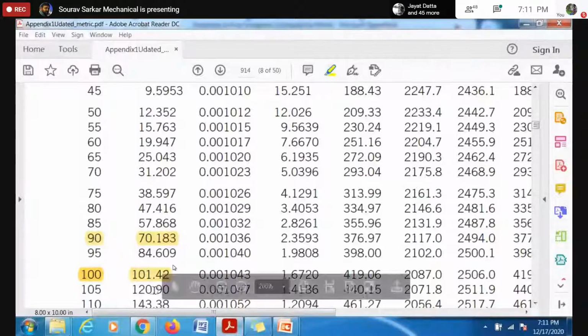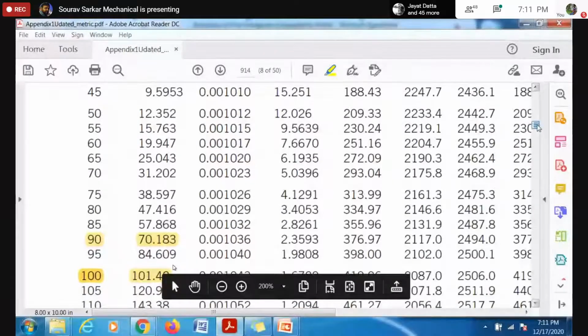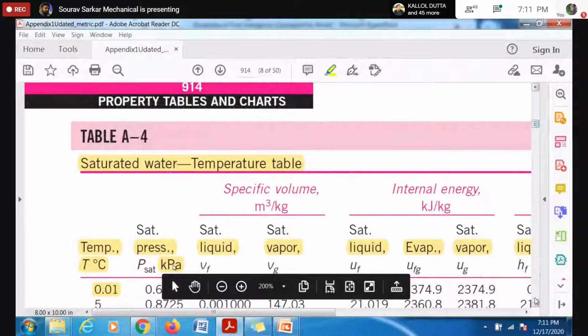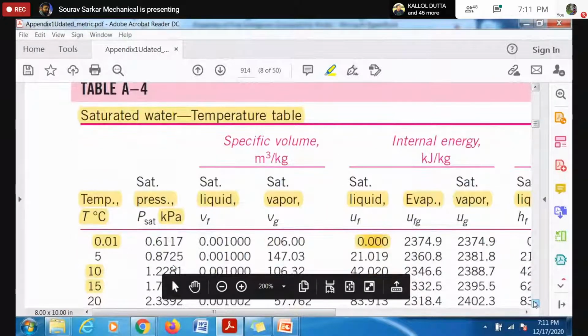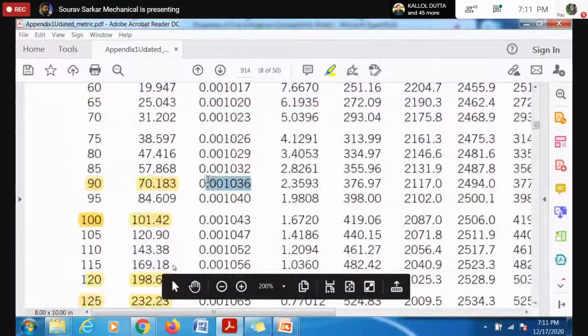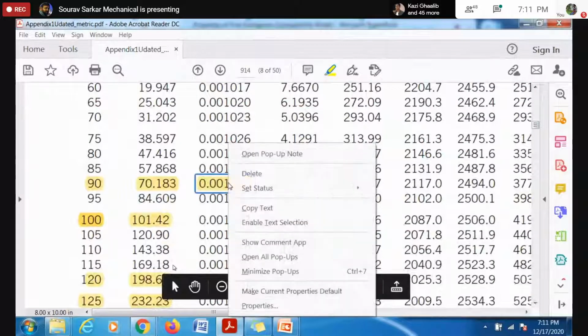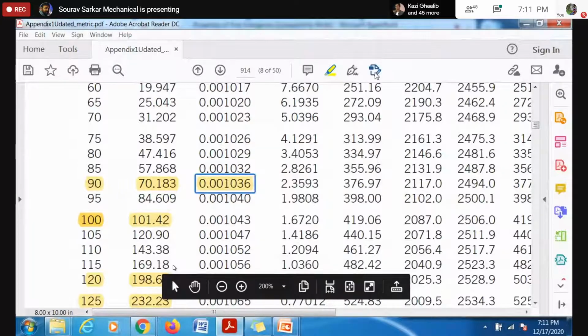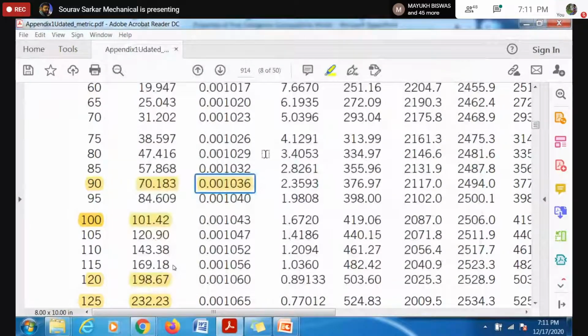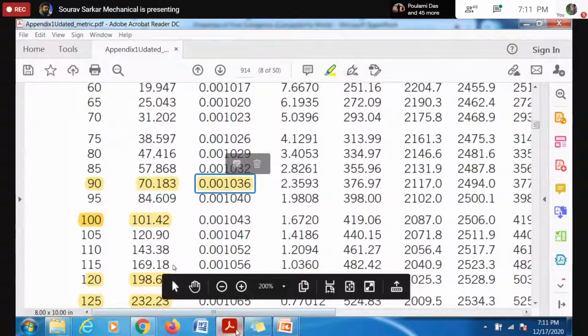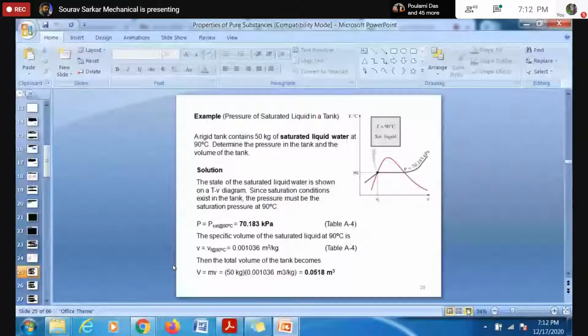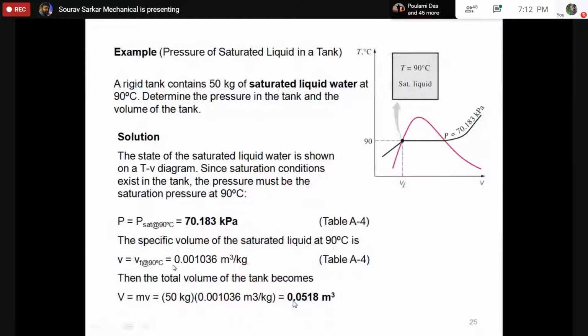So if I'm there, the VF, this is the VF, the third column. If I go down to 90 degrees, it will give me this volume. Is that right? 0.001036. So if I know the volume, if I simply multiply it with the mass, I will get my final volume. This is the volume of the tank.